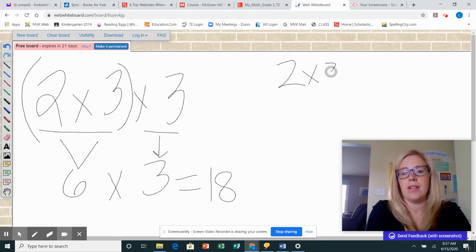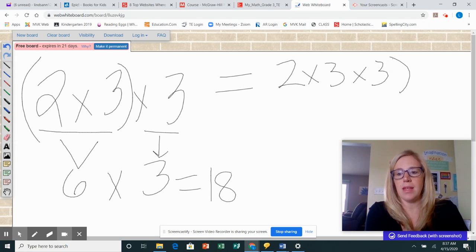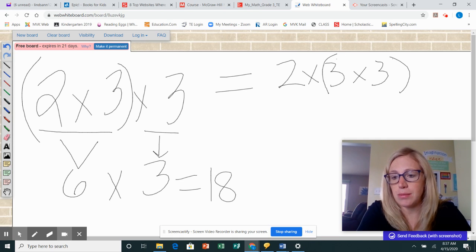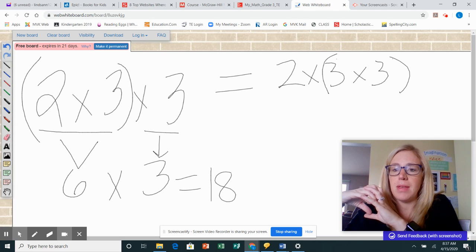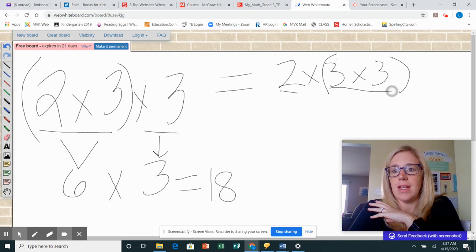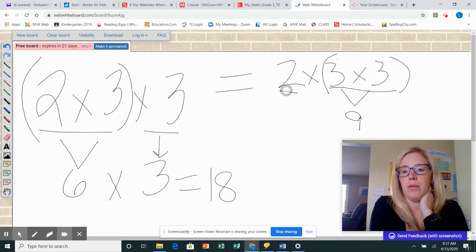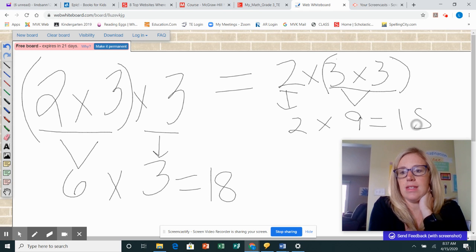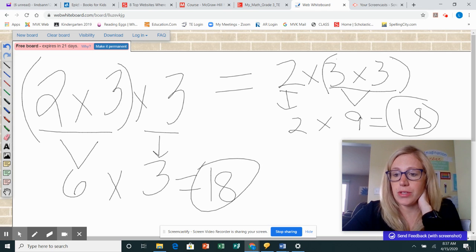If I do it this way, so again, see, they're the same exact equation. I'm just grouping them differently. I'm going to do 3 times 3 first. Okay, so when my parentheses are on that 3 times 3, that means I'm doing 2 groups of 3 times 3. So we'll do 3 times 3 first, gets us to 9. Bring down the other factor. 2 times 9 is 18. Products are the same. So no matter which way you do it, the products stay the same.